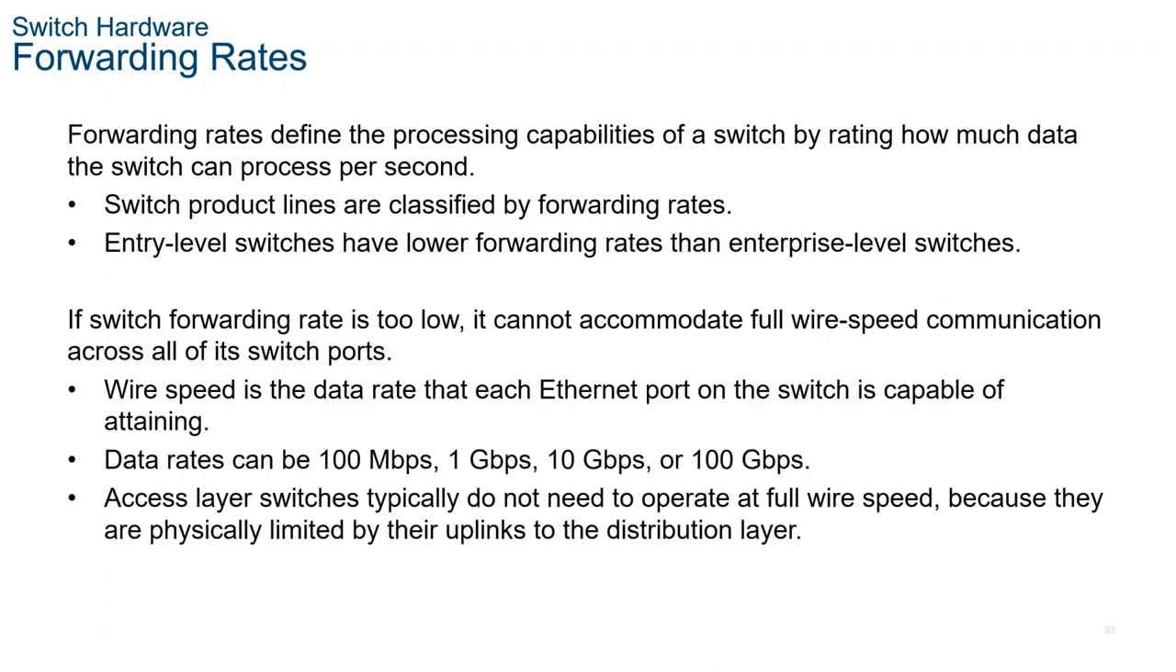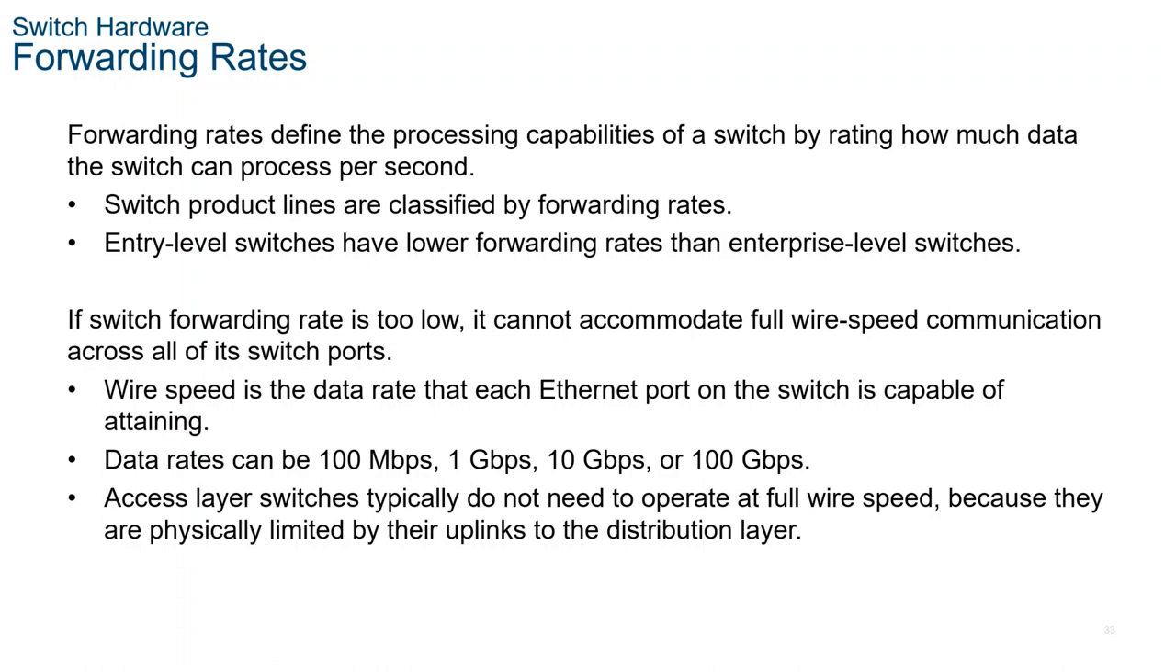If the switch forwarding rate is too low, it cannot accommodate a full wire speed connection across all of its switch ports. Wire speed is the data rate that an Ethernet port on the switch is capable of attaining, with data rates of 100 Mbps, 1 gigabit per second, 10 GB or 100 GB. For example, a typical 48 port gigabit switch operating at full wire speed generates 48 Gbps of traffic. So if the switch only supports a forwarding rate of 32 Gbps, it cannot run at full wire speed across all ports simultaneously.